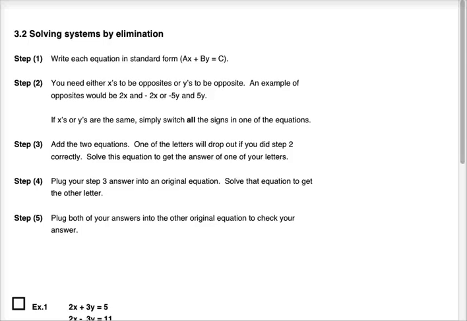Welcome class, thank you for joining me for this second half of our 3.2 notes. Today we are going to shift our emphasis. We are still going to be solving systems of equations. However, today we are going to focus on the elimination method.